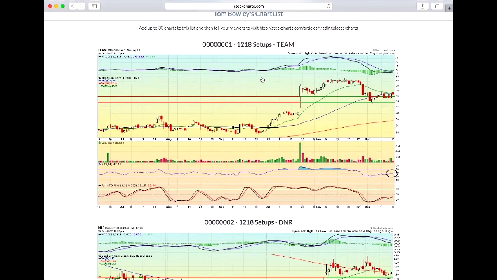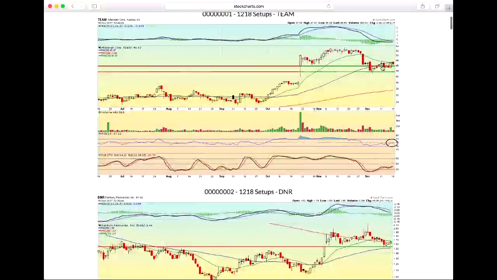One is Atlassian Corp, TEAM. I just like the fact that we get these pullbacks. I actually thought about this one for this week because we were pulling back, but I was a little afraid that it might hesitate some more at the moving average and while trying to get above these reaction highs back in early December near the 48 level. So TEAM is certainly one that I like. I think eventually we're going to make another run for the 52, 53 area.